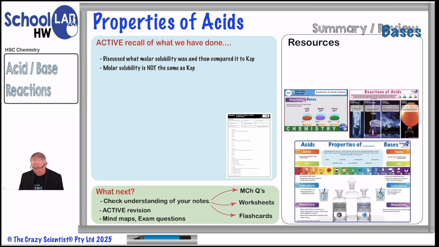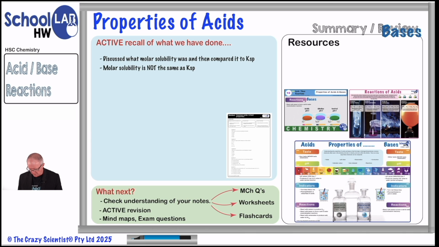So we've covered lots of things. We haven't done this here. I had to get rid of that from a previous video, so ignore that. But we have actively recalled the major content that we looked at today. We looked at taste. From taste, we then looked at the other characteristic down here. We can see pH. We did our pH scale. We talked about acids and their pH characteristics.